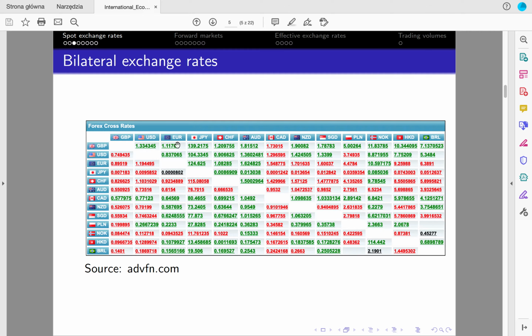And here, what I see is how many euros I need to pay for 1 pound. And again, if I take any of these values and divide 1 by this value, I'm going to get the other. So look, we see these bilateral exchange rates here, and we can calculate each one from the other.